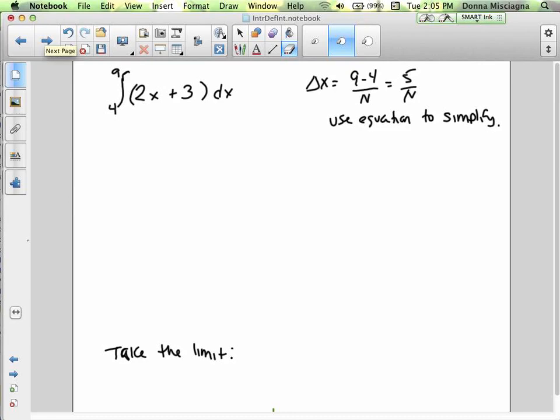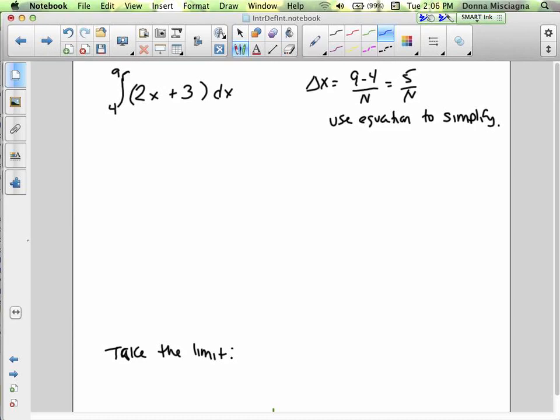Okay, I'll take the limit at the bottom there. All right, here's our new function. All right, so we're finding the exact integral from 4 to 9 of 2x plus 3 dx. For the change in x, it's going to be the difference in the limits of integration divided by n subintervals. So 9 minus 4 divided by n, or 5 over n, is the change in x.